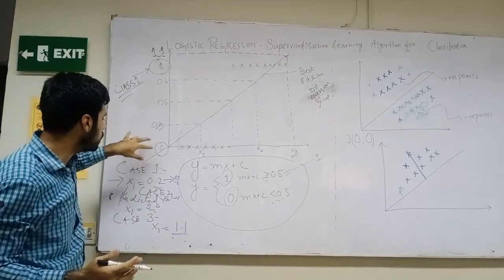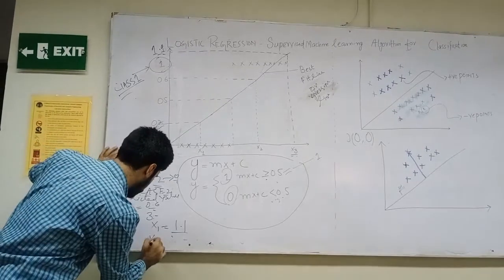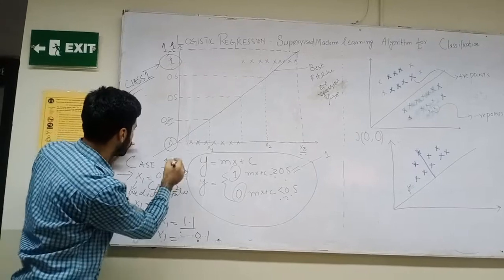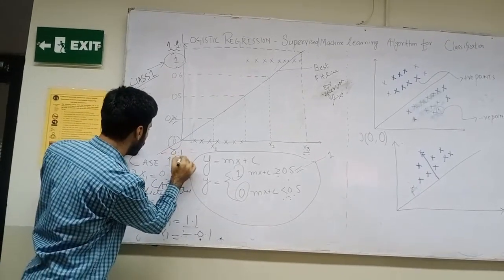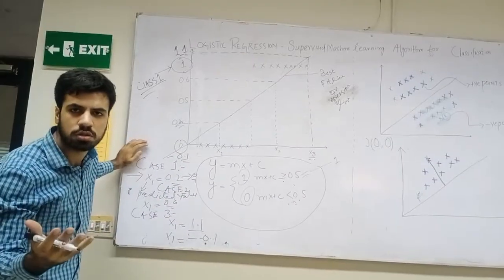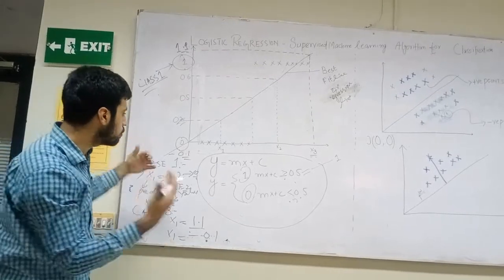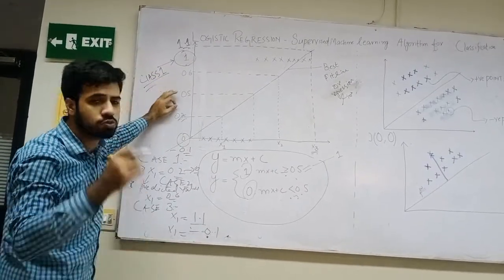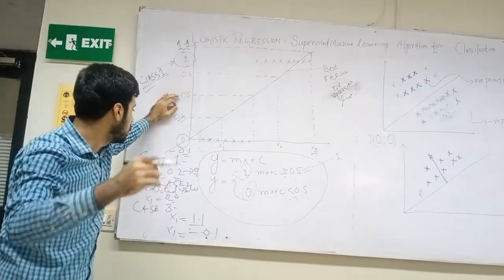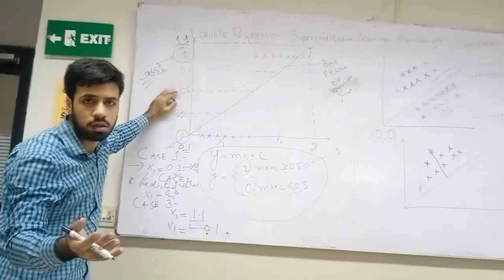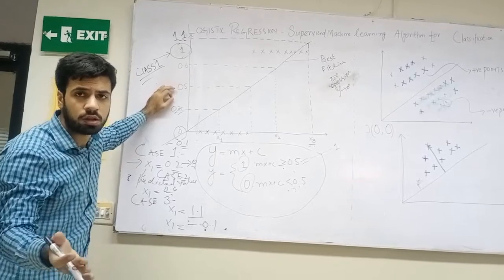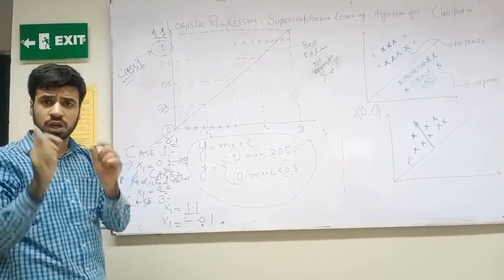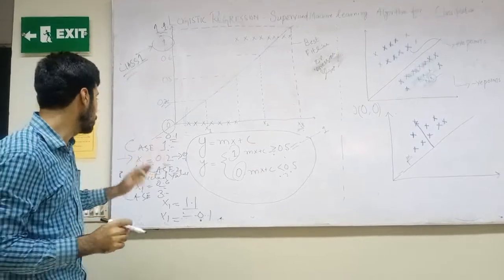Or if my predicted value comes minus 0.1, which class does it belong to? Again an issue. Either it belongs to class 1 or it belongs to class 0. If my predicted value comes 1.1 or minus 0.1, it belongs to neither of the classes: neither class 0 nor class 1. So here is an issue.